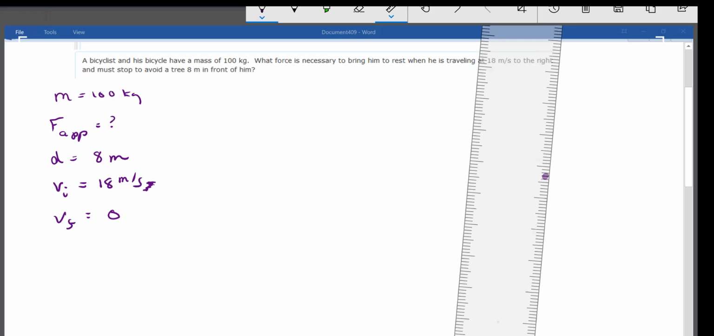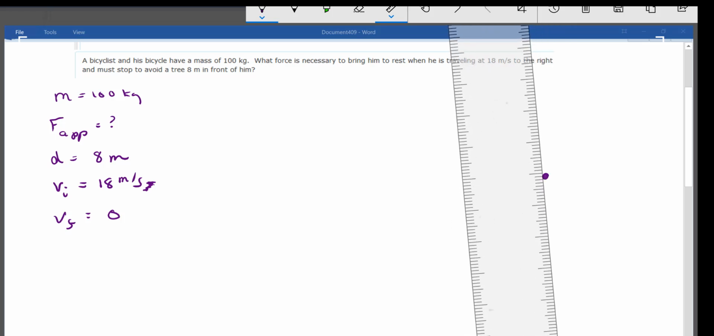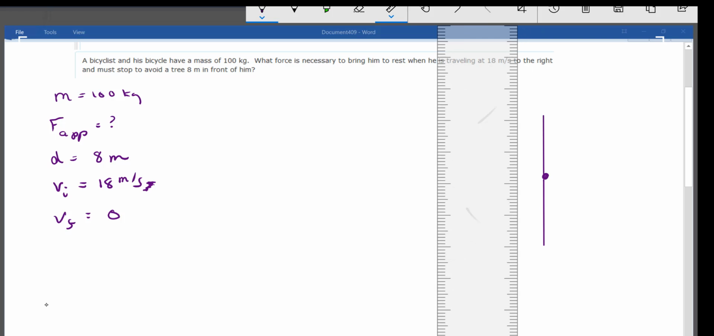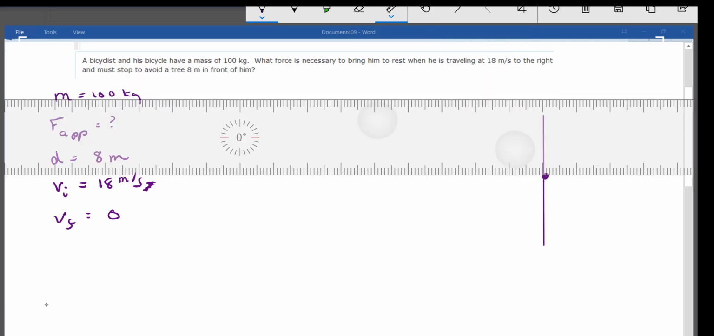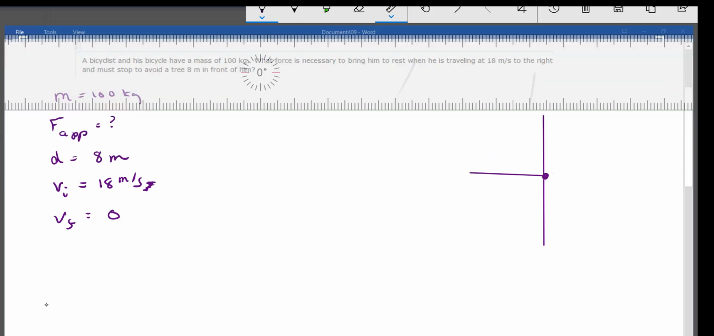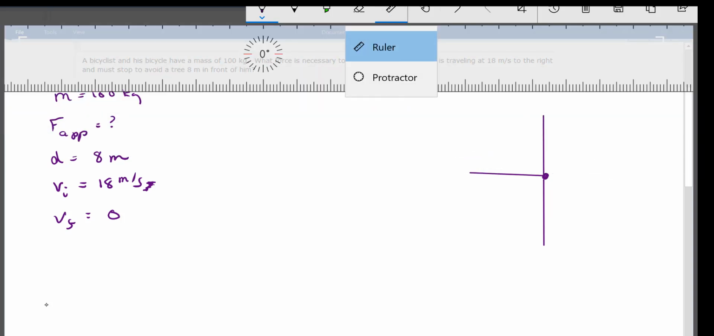I have the dot representing the bicyclist and his bicycle. I know I have a downward force of gravity, and he's on a surface. Therefore, I have an upward normal force, so I'm going to draw those in first. Horizontally, or in the x direction, I really only have one force, and that's that applied force to get him to stop. So I'm going to go ahead and draw that in.